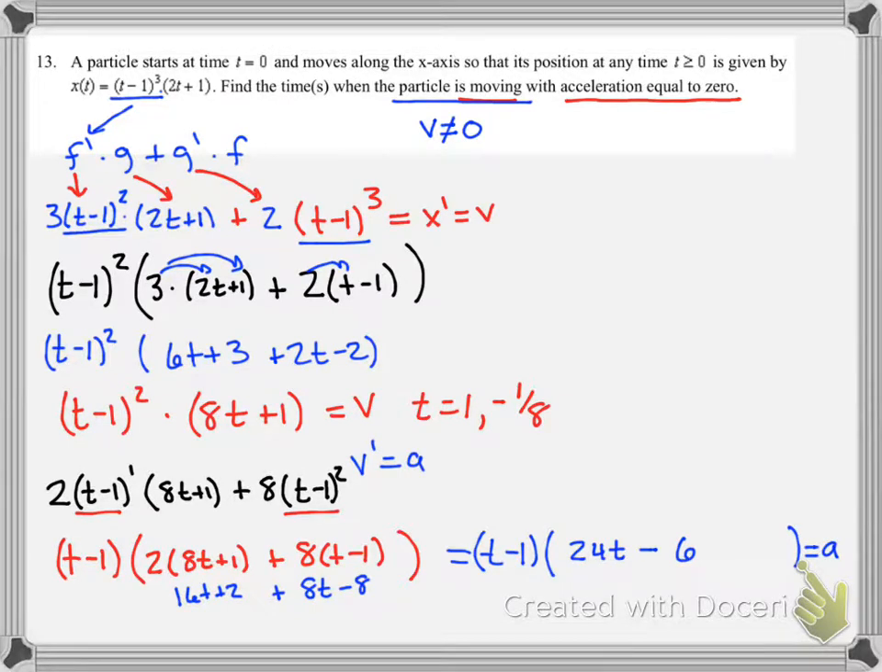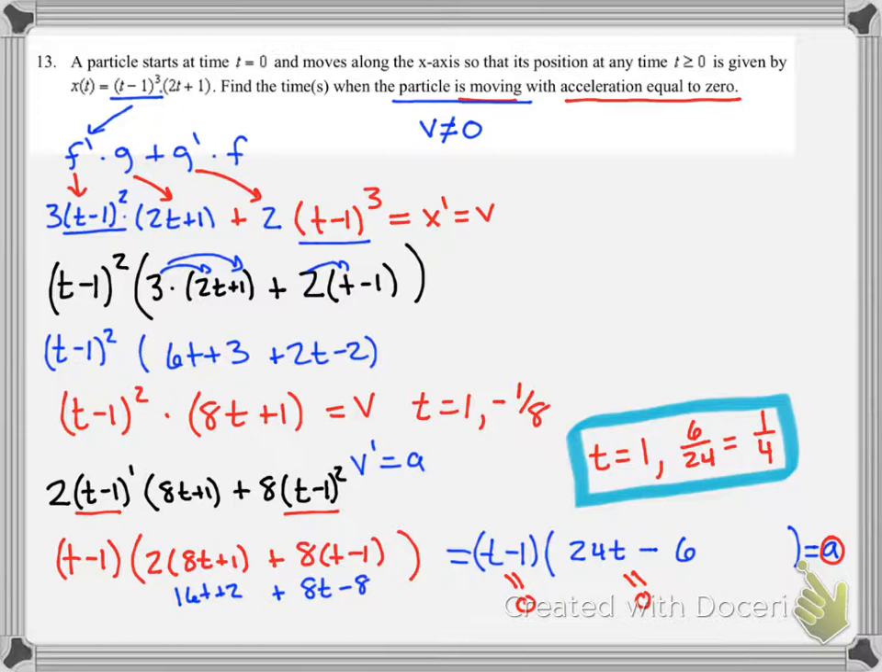And for something to have 0 acceleration, we're going to set this equal to 0. So each of these factors would be set to 0. And our answers would be t equals 1 and t equals 6 over 24, which simplifies to 1 over 4. So these appear to be the two answers when we have acceleration equal to 0. But because they asked for us to be moving, we cannot use the t equals 1 time, because that's when we're stopped. That gave us a velocity equal to 0. So our only answer is t equals 1/4.